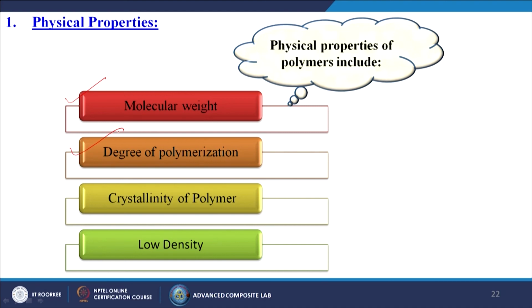First we are going to start with the physical properties. Physical properties include molecular weight, degree of polymerization, crystallinity of the polymer, and density. All of these together are known as the physical properties of polymers.